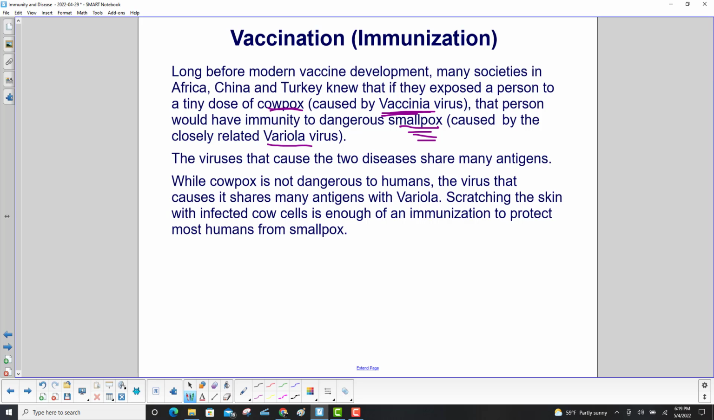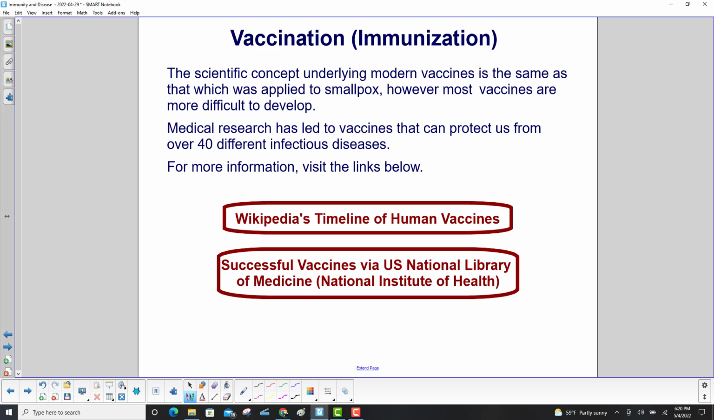The viruses that cause the two diseases share many antigens. While cowpox is not dangerous to humans, the virus that causes it shares many antigens with variola. Scratching the skin with infected cow cells is enough immunization to protect most humans from smallpox. The scientific concept underlying modern vaccines is the same as that which was applied to smallpox. However, most vaccines are much more difficult to develop.